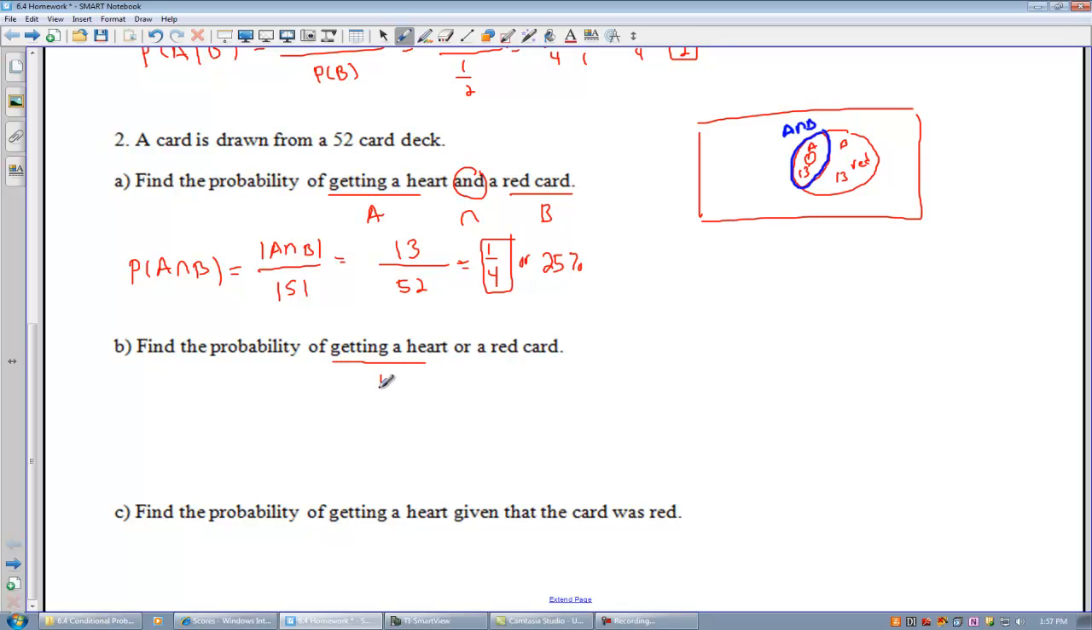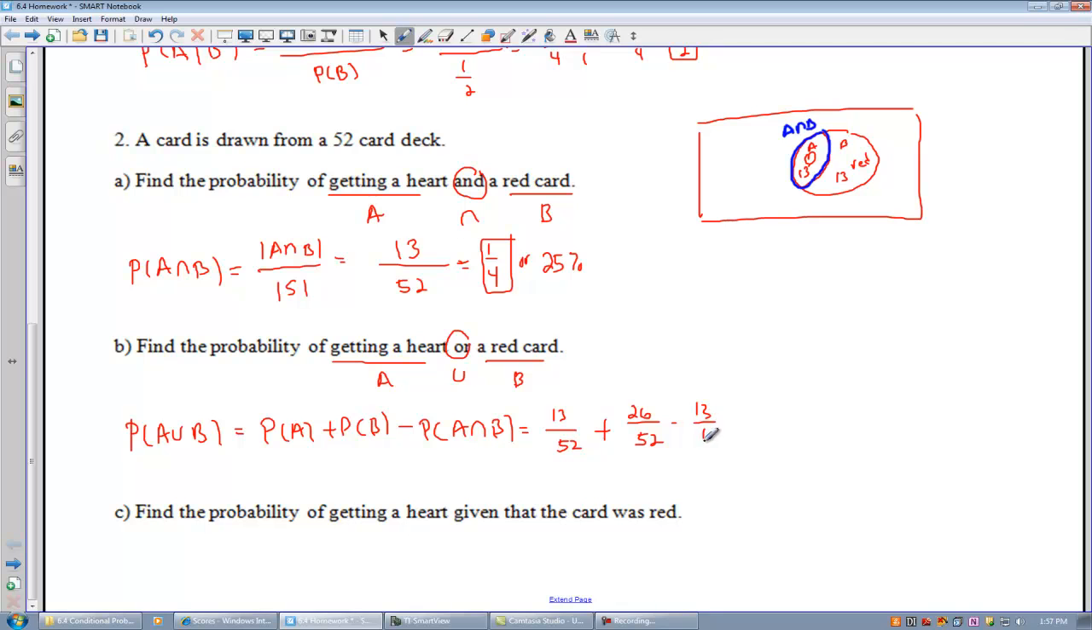Next one, find the probability of getting a heart, that's A, or a red card, so that's B. Right? Or means union. So find the probability of A union B. So this is equal to, if we use the formula, P of A plus P of B minus P of A intersect B. And so this becomes real simple. The probability of getting a heart, well, there's 13 hearts divided by 52 cards, plus the probability of drawing a red card, well, there's 26 red cards divided by 52 total, minus the probability of A intersect B, which we found above was 1/4, or we can just say 13 over 52. And so we see that these two terms will cancel because they're the same number and you're adding and subtracting. And so you get 26 over 52, which equals 1/2. So 1/2 of the time, or you can say 50% of the time.